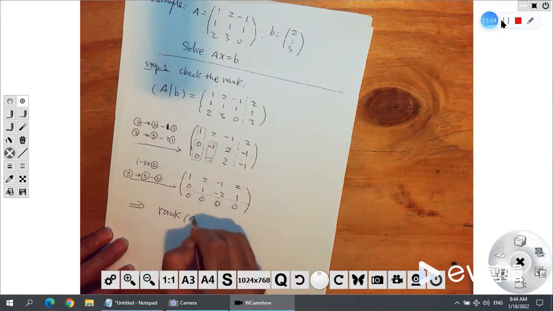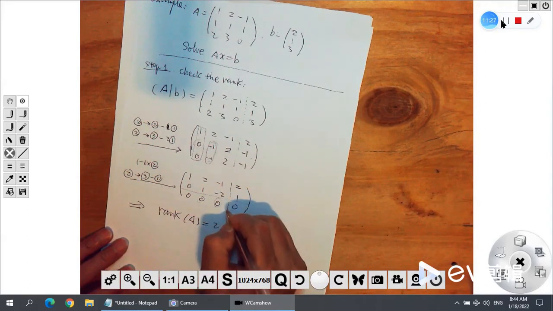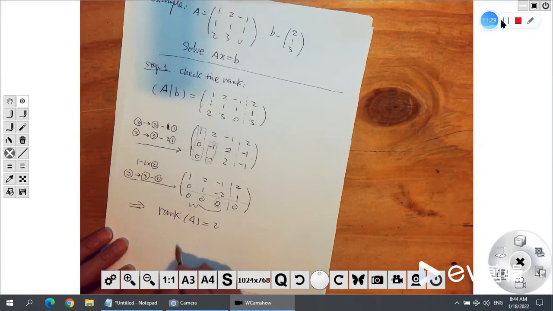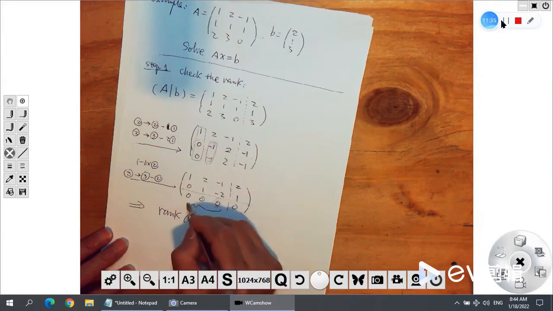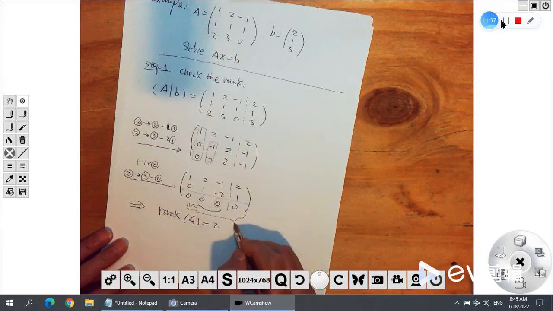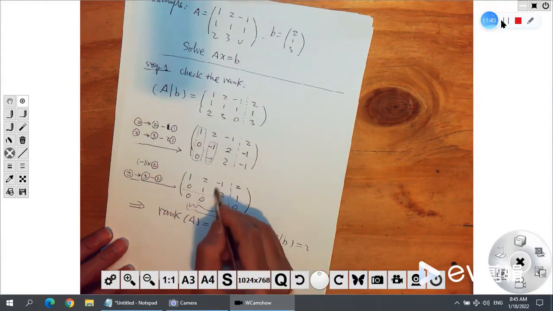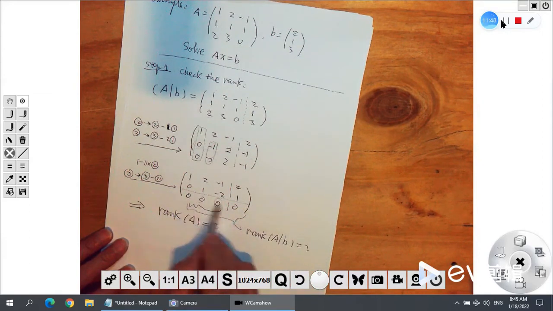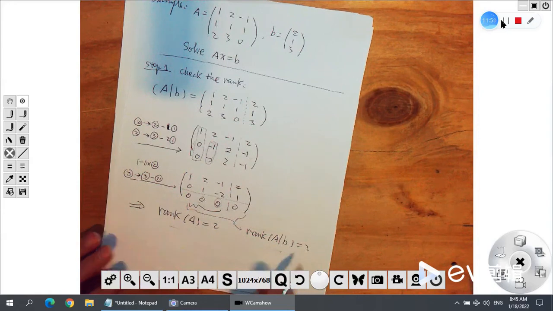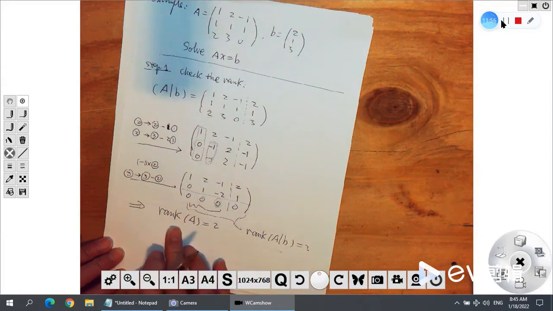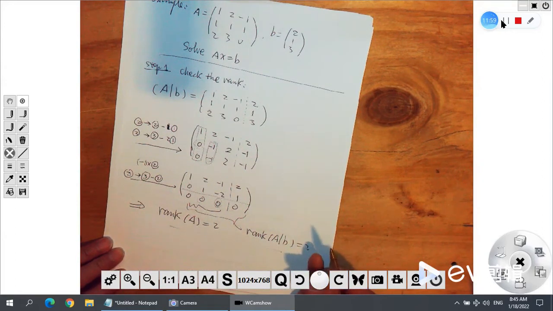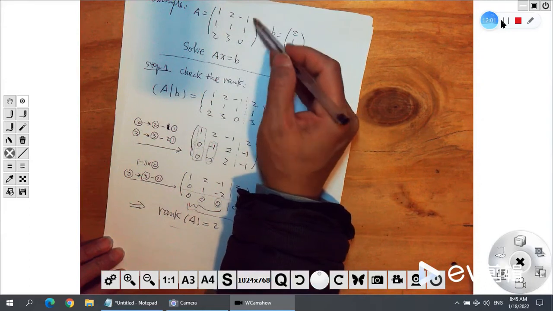And then we can know the rank. Rank of A is what? It is 2. This part is for A, and the whole thing is for the augmented matrix A and B. It is also 2, right? I have 2 non-zero rows, then this is 0. So both are 2. Now we know we have a solution because these two ranks are the same. And also, how many solutions? We have infinite because this is order 3, right? Unknowns are 3.